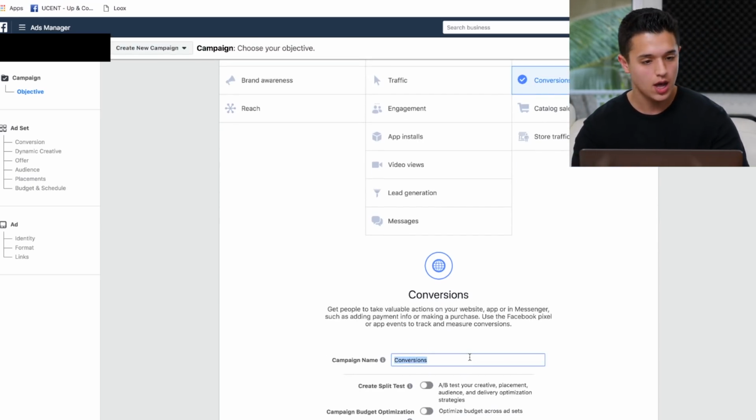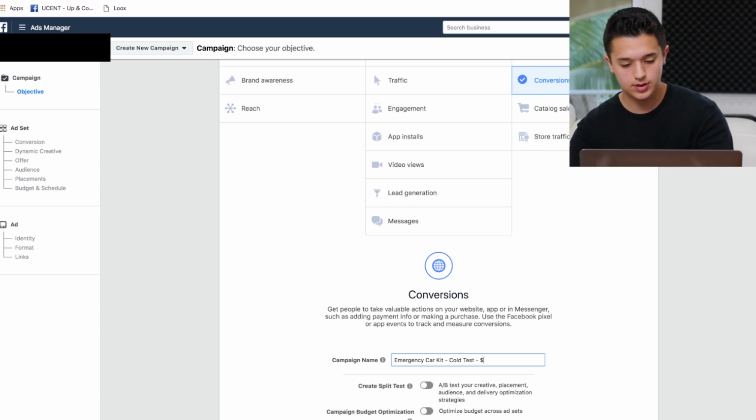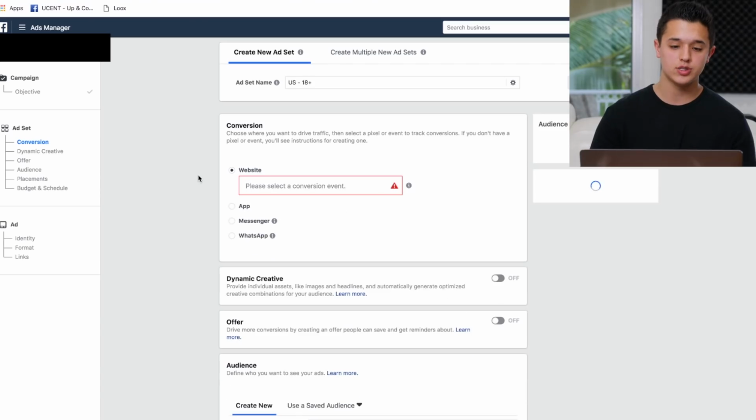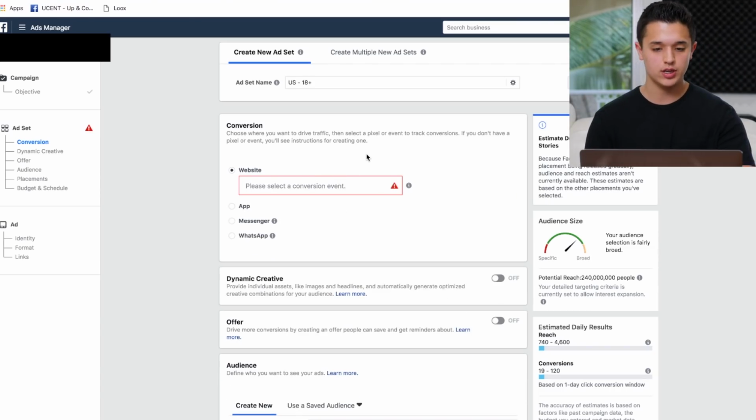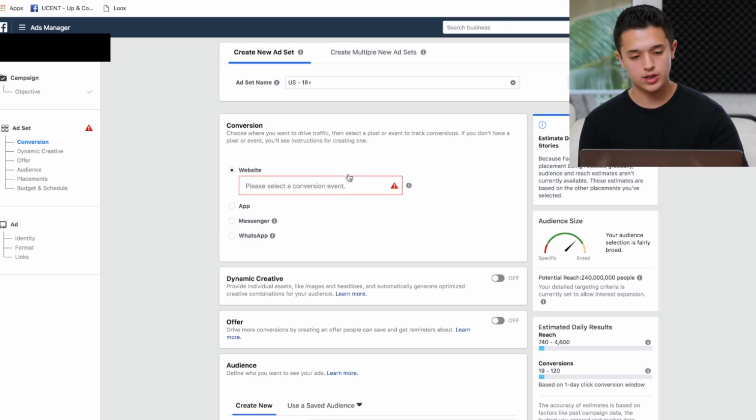So optimize for conversions. I would call this product, all right, the emergency car kit. I'm gonna test cold tests, and it has what is it, like a $77 break-even point. Then continue. Also CBO we're gonna get into in some of the future videos here. And then as far as conversion event here, this is just a test ad account, so I don't have any pixels and stuff in here. But what I would do, just click here and choose purchase, and then you'll be good to go.